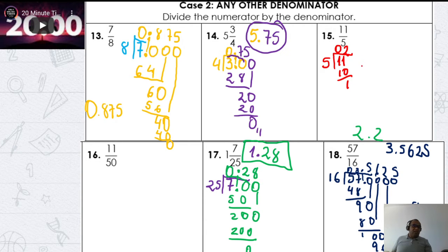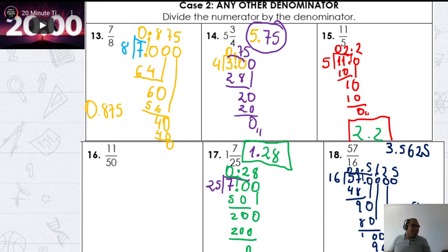Mister, I have a remainder. How can I solve it? Remember, add the decimal point, slide it up, and add 0. And bring it down. 10. How many times does 5 go into 10? That one is easy. It is 2. 10 minus 10 is 0. No remainder anymore. And my result is 2 and 2 tenths. Pretty simple, yeah? Yes, very nice.